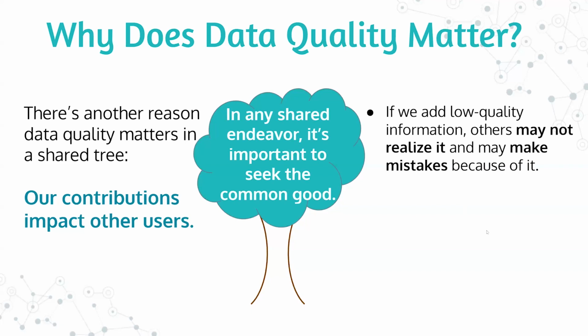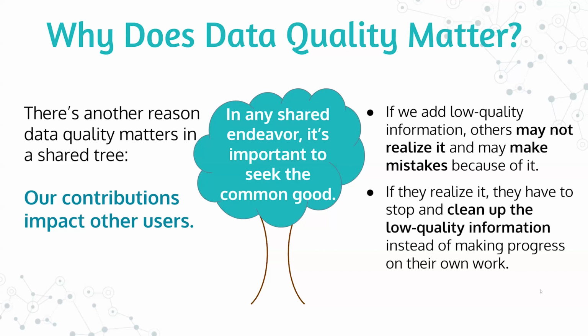If we add low quality information to Family Tree, others may not realize it and they may make mistakes because of it, because they trusted the information to be good when it really wasn't. On the other hand, sometimes people do notice the problems and then they have to stop and clean up the low quality information instead of making progress on their own work.